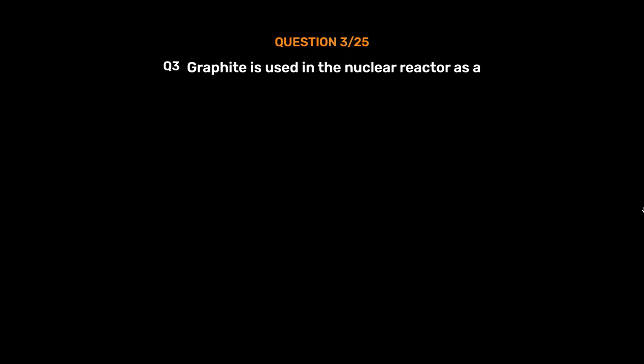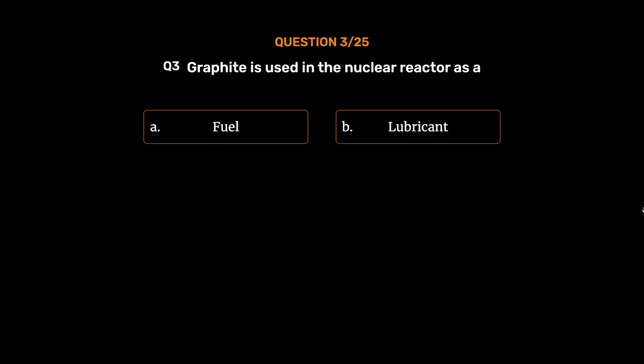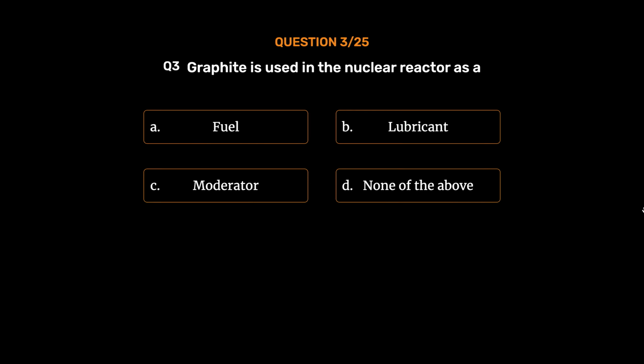Question number 3. Graphite is used in the nuclear reactor as a Option A. Fuel. Option B. Lubricant. Option C. Moderator. Option D. None of the above. The correct answer is Option C.